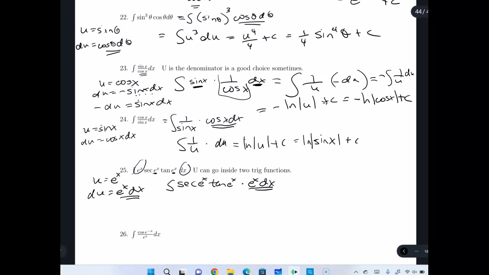So this is my du. And here I get secant of u, tangent of u. So taking the antiderivative of secant tangent is secant plus c, and then I get to put the e to the x back in. Okay, this one's a little challenging here, so I'm just going to rewrite it.